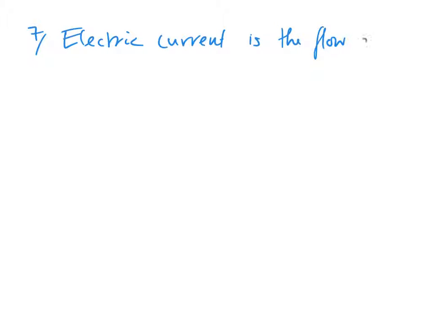Now, learning outcome 7 gives us the definition of current. So, electric current is a flow of charge around a circuit.